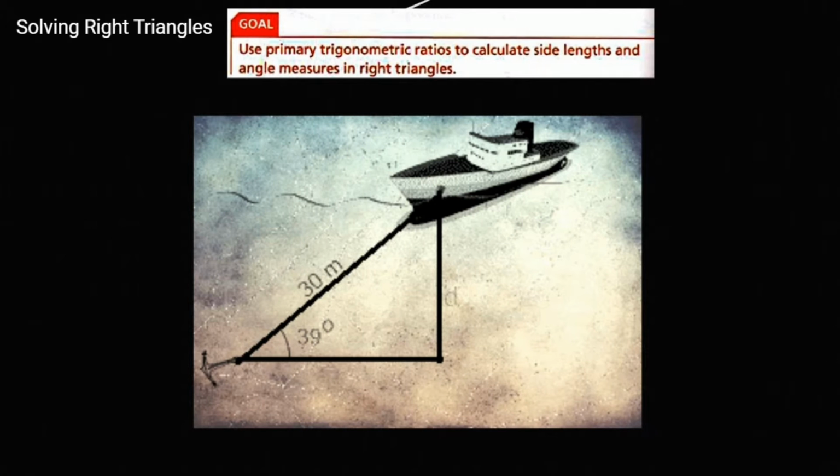In this video, I'm going to talk about how to solve right triangles through a couple of example questions. The goal is to use primary trigonometric ratios to calculate side lengths and angle measures in right triangles. Let's look at the first question.